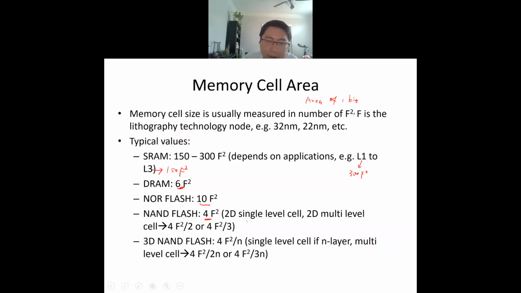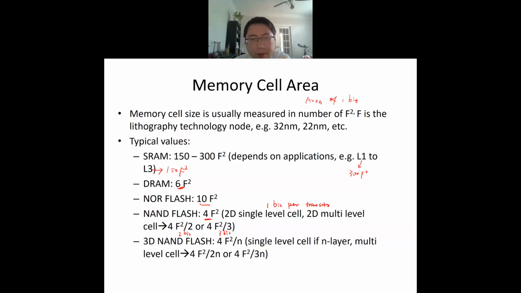So the simplest flash will be based on the 2-dimensional flash, and the single level cell means you are going to store 1 bit per transistor. This transistor is flash transistor. But you can store more bits in 1 transistor in the NAND flash. So for example, you can have this multi-level cell. For example, you can have 2 bits per cell or 3 bits per cell. This is 2 bits. This is 3 bits. So what does this mean? 2 bits and 3 bits.